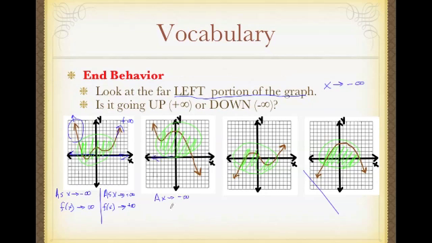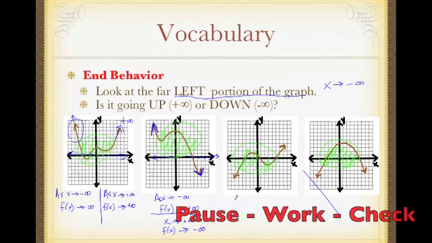If I look at the second one, as x approaches negative infinity, because it's going to the left, f of x approaches, again, it's going up, so I know it's positive infinity. If I look at the right side of the graph, as x approaches positive infinity, because it's going this way, so my x values are increasing, I see that the function is approaching negative infinity because it's going down. So you try the last two and then check your work.